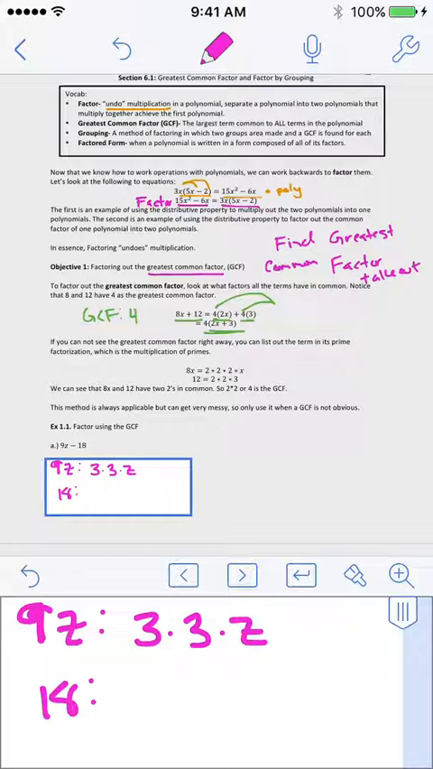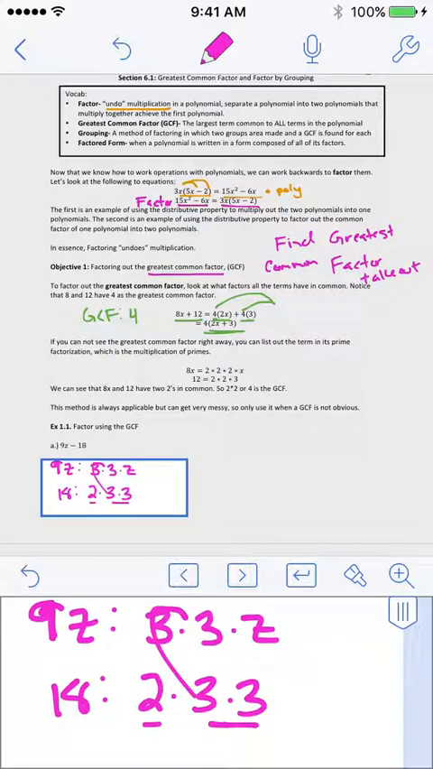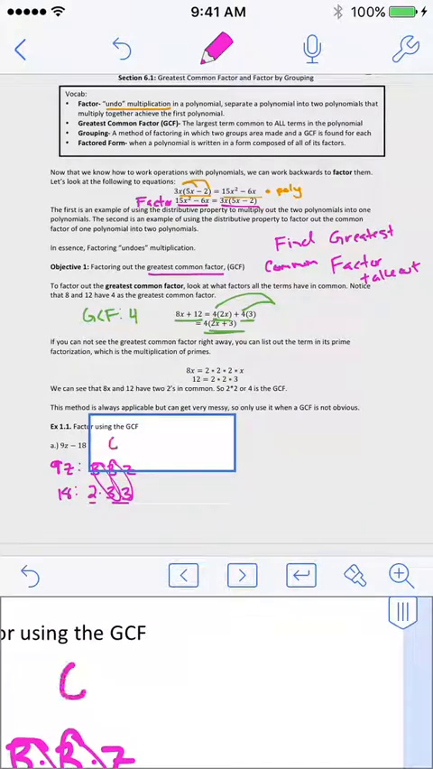18 I can break down into 9 and 2, which is 2 times 3 times 3, right? So this here was 9, and that was the 2, right? 9 times 2 is 18, or in other words, it's 2 times 3 times 3. And then I look at what they have in common. 3 and 3. Okay, so their GCF will be 3.